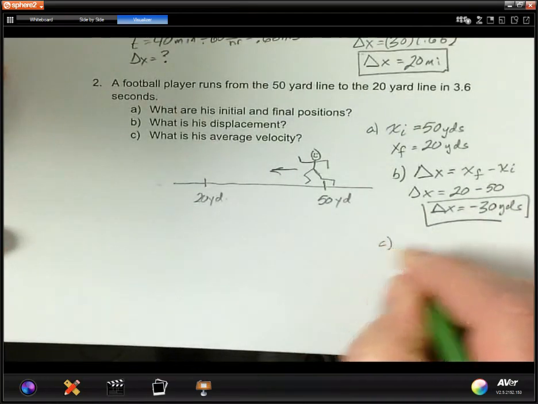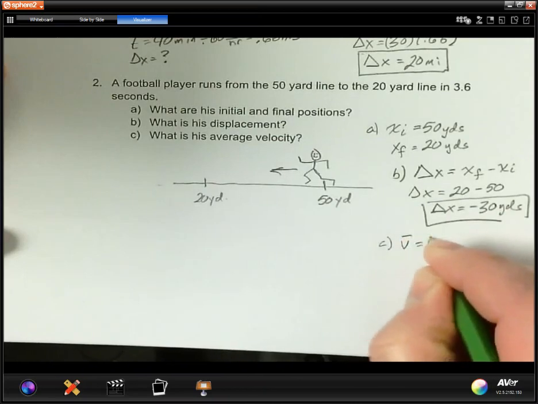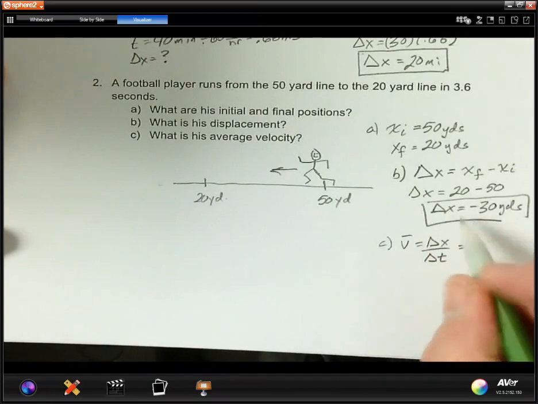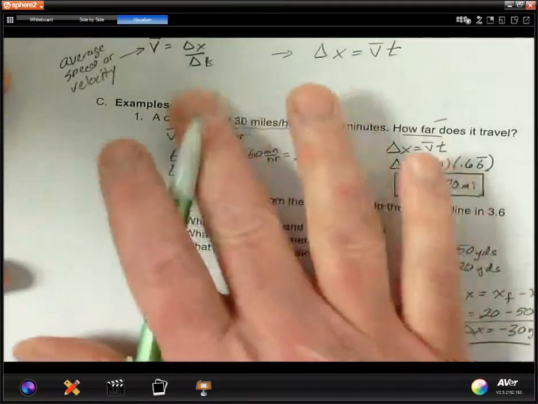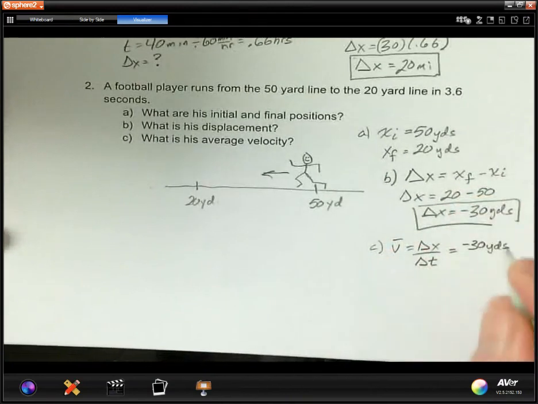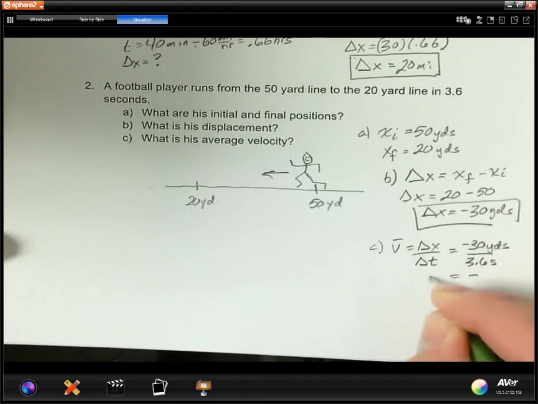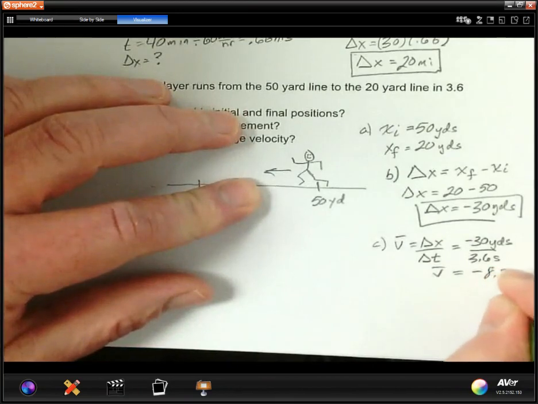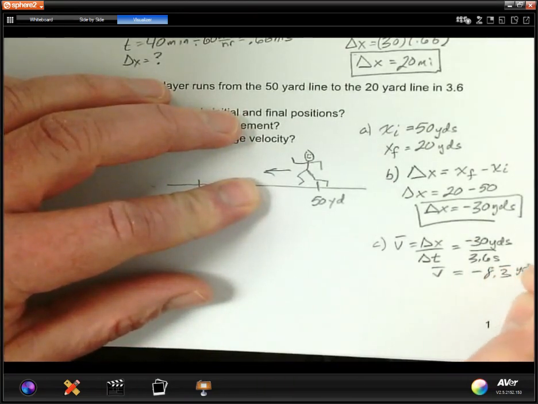Then C, we want the average velocity. So we could use this version of the equation up here, delta x over delta t, and I get minus 30 yards. And it took 3.6 seconds. And that's going to give me an average speed of 30 divided by 3.6. And I get 8.33, so minus 8.3 repeating yards per second.